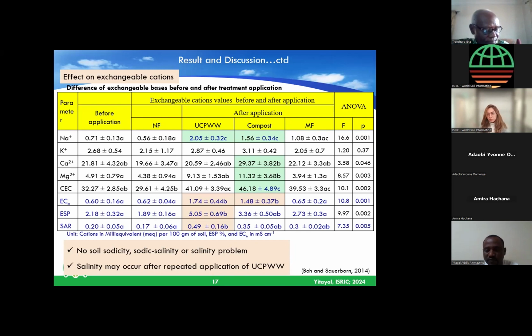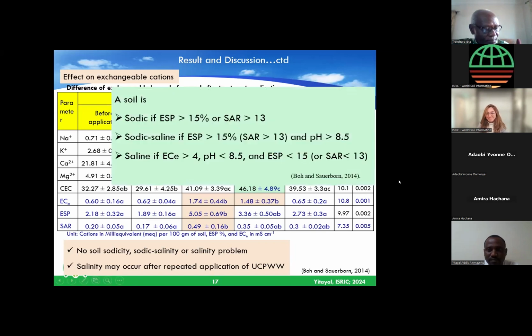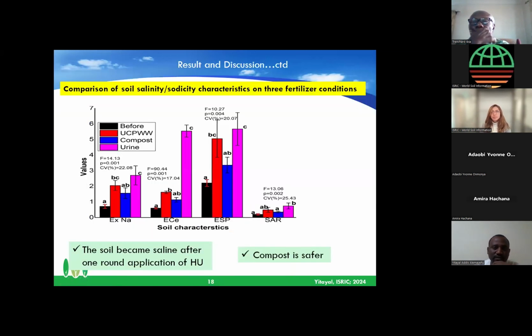The PowerPoint got stuck and was unable to move. Now is that okay? Okay. So we know this criteria, I think. A soil is sodic if the exchangeable sodium percentage is greater than 15%, or the sodium adsorption ratio is greater than 13, as you can see from these figures.